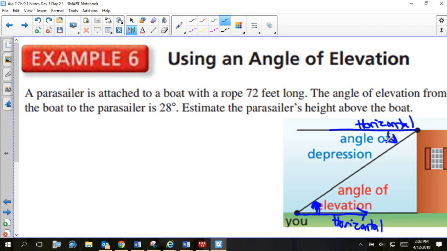The angle of elevation from the boat to the parasailer is 28 degrees. We have to estimate the parasailer's height above the boat. What is going to be hard is you have to figure out what the picture looks like. This is the hardest part of this whole section. So I like to draw an actual picture so it makes sense. I'm not going to just draw a triangle. I'm going to draw a picture. So I'm going to have my parasailer.